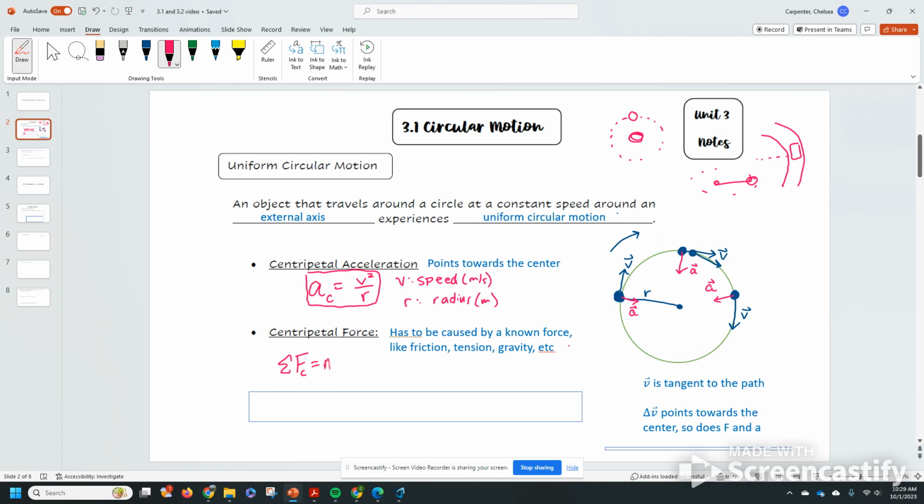It's going to be mass times our centripetal acceleration. It's still just Newton's second law, just with a little c here. Usually what we'll do is just combine these two equations. So substitute a_c in, and we'll get the sum of forces in the centripetal direction is mv squared over r.